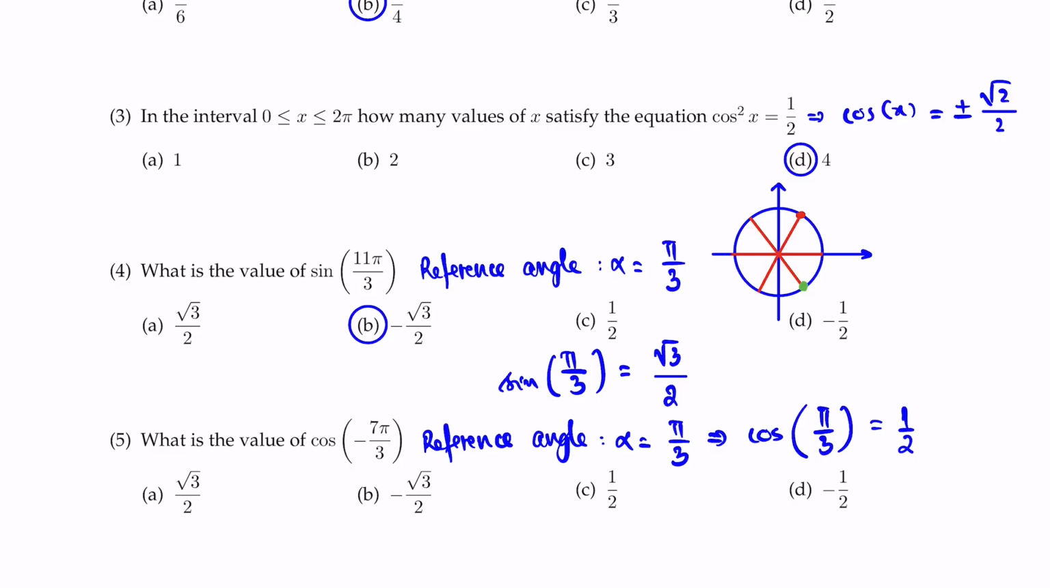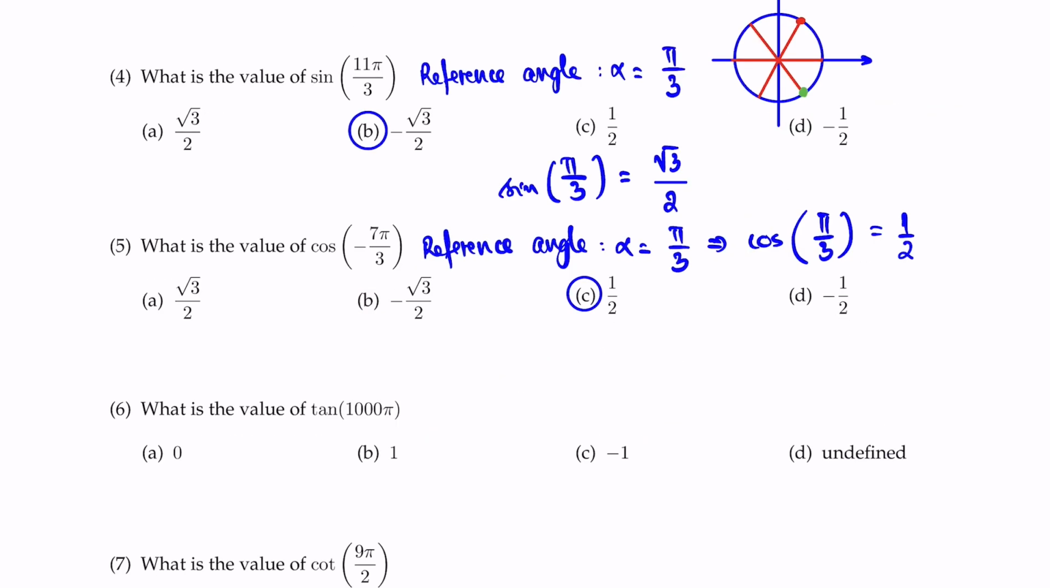Now you're going to start with 1 pi over 3 at a time. But since we have a negative 7 pi over 3, what you do is you rotate clockwise. Right? So we're going to start out with negative 1 pi over 3, negative 2 pi over 3, negative 3 pi over 3, negative 4 pi over 3, negative 5 pi over 3, negative 6 pi over 3, and negative 7 pi over 3 right here. So this angle is in the fourth quadrant, and cosine in the fourth quadrant is a positive number. Therefore, the answer should be 1/2.